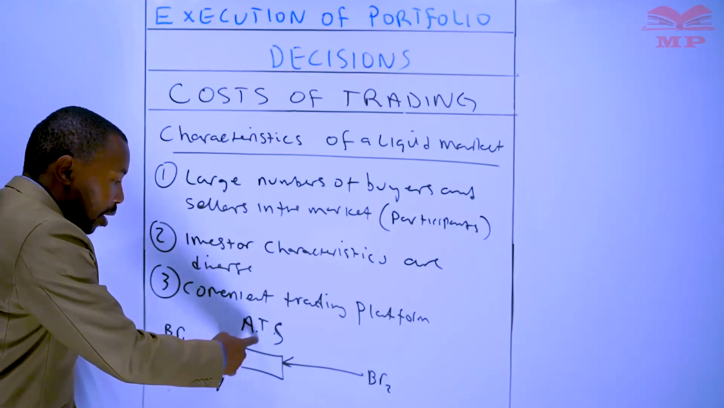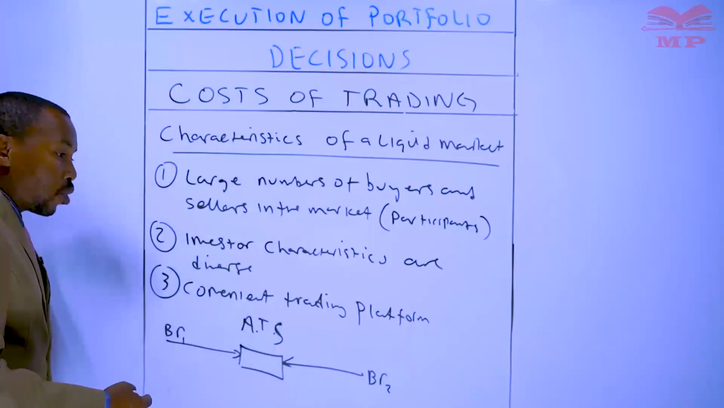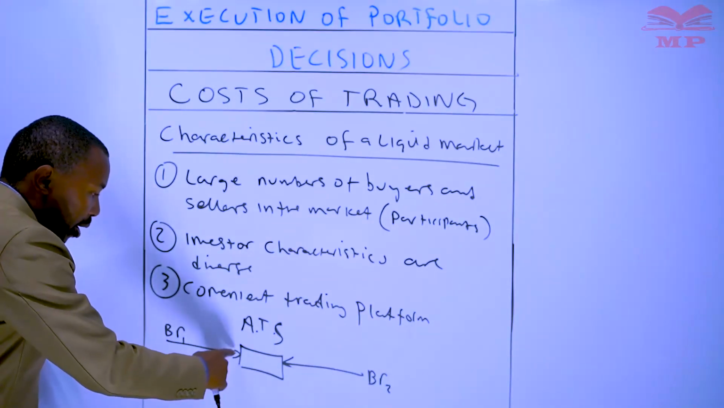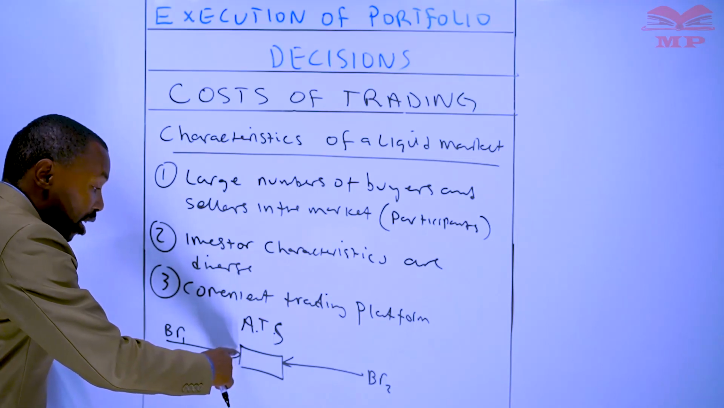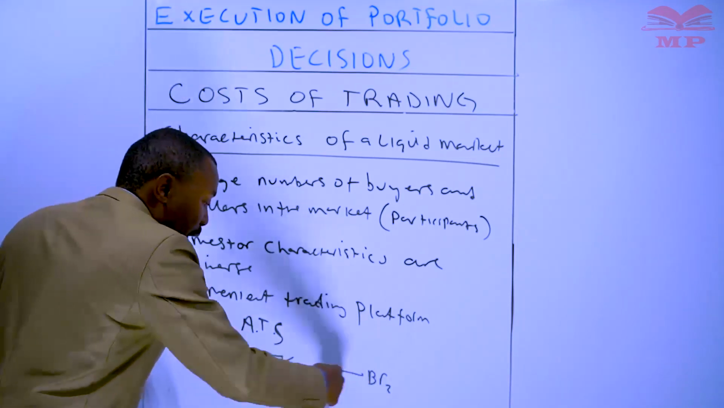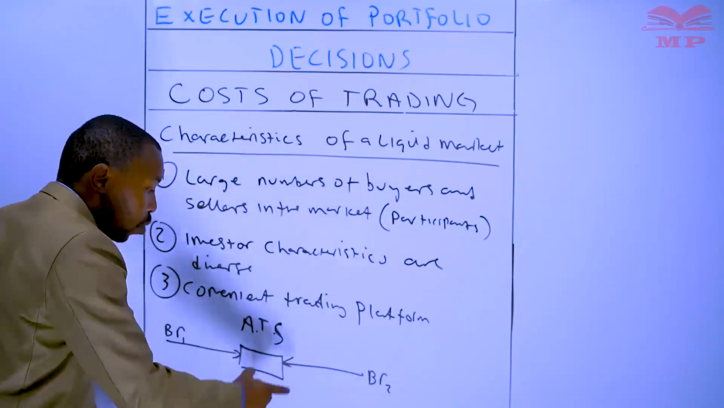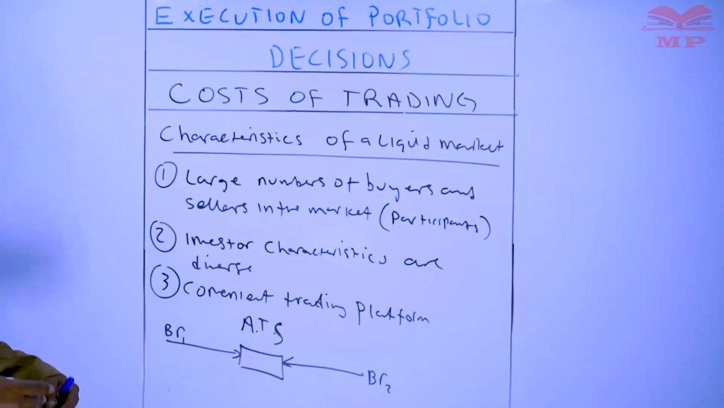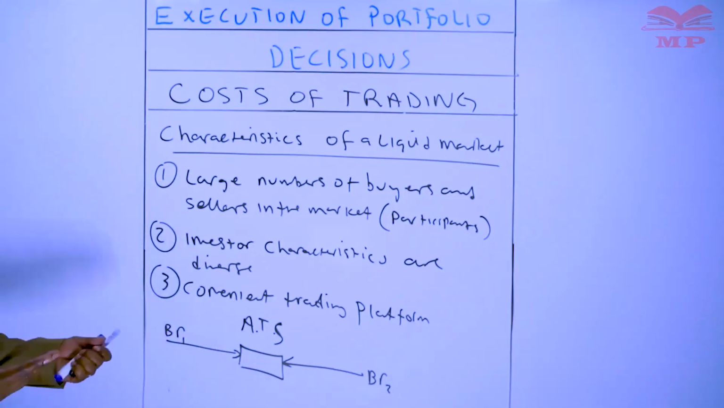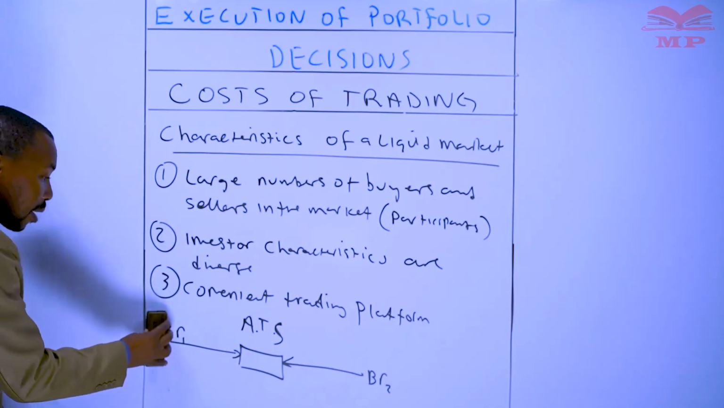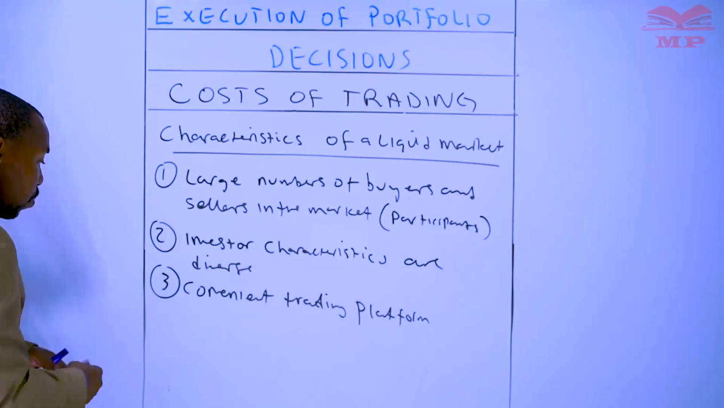That automated trading system is able to identify another broker who is willing to buy. I said this one wants to sell, I think I said buy. This broker wants to sell a security, KQ shares, on behalf of the client. This broker wants to buy KQ shares on behalf of the client or the investor. So the automated trading system provides a convenient platform where participants can place their trades. That is another characteristic, very key in financial markets.